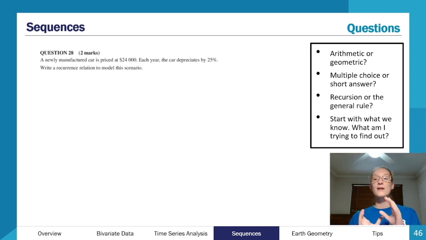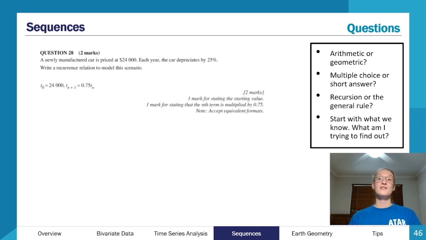So I've got some questions off to the right here that I'd like you to think through. So first of all, is it arithmetic or geometric? And what tells you this? Again, how you approach a question might depend on whether it's multiple choice or short answer. And this one's a short answer one. You also need to work out, should I use recursion or the general rule? And here it said, write a recurrence relation. So we're going to use the recursive definition.